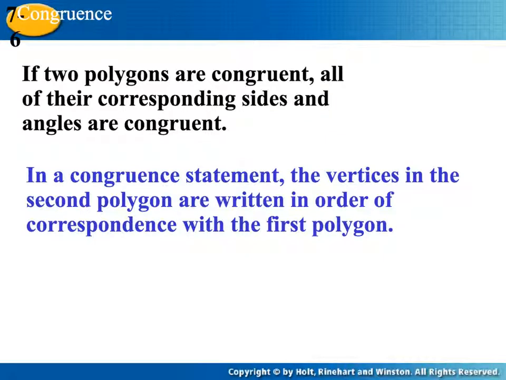All right, it states that, and again, you do not have to write this down, if two polygons are congruent, let's circle that, all of their corresponding sides and angles are congruent. It's not just one, it's not just two, it is all. Then in a congruent statement, the vertices in the second polygon are written in order of correspondence with the first polygon. And I'll show you exactly what that means right now.